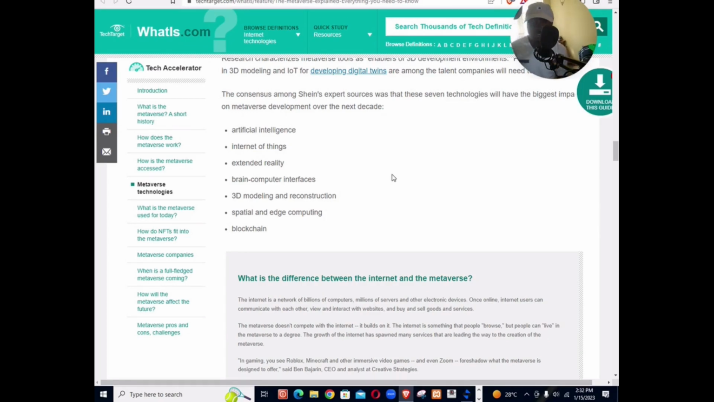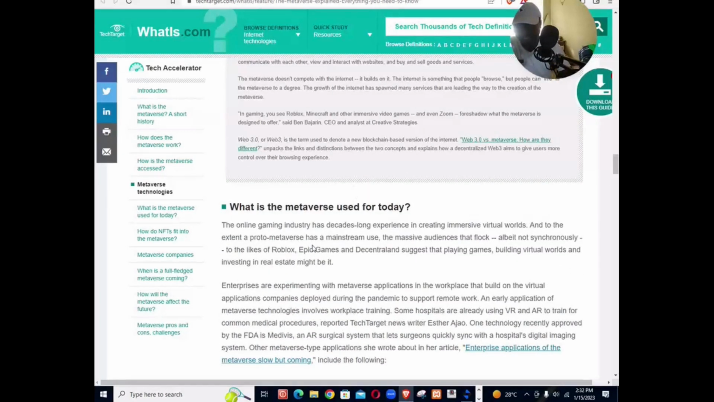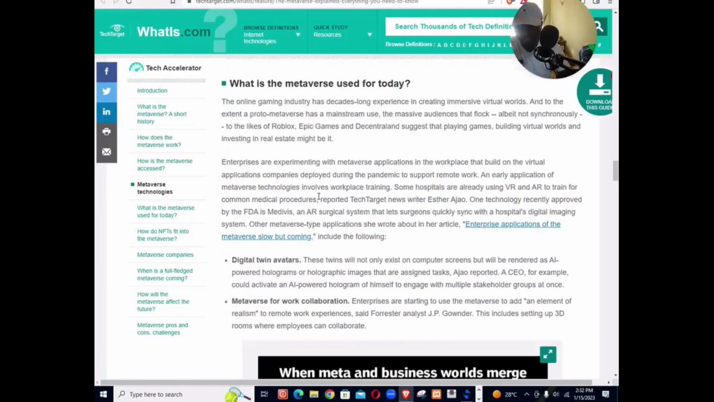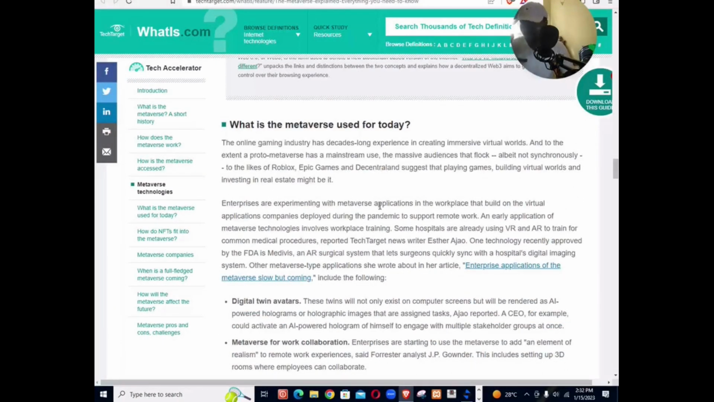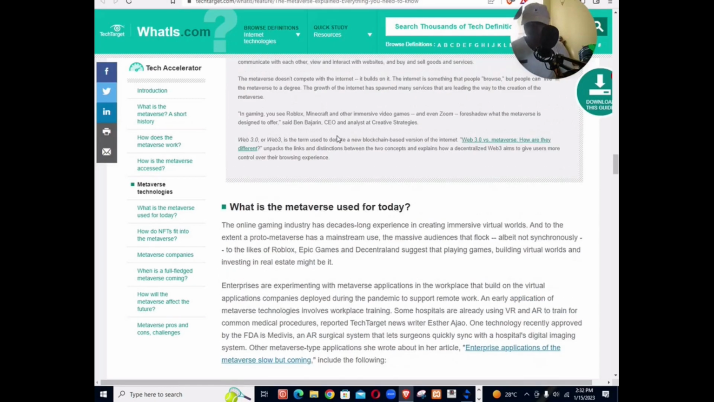We have things like artificial intelligence, Internet of Things, extended reality, brain-computer interfaces, 3D modeling and reconstruction. We have spatial and edge computing. Then we also have, as I mentioned, blockchain. So these are some of the technologies that are going to drive metaverse today. Metaverse is used in various areas, which I'm not going to tell you today, but probably in a future video or a future platform like this.